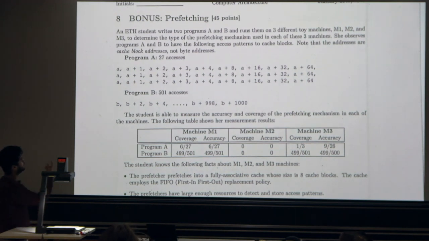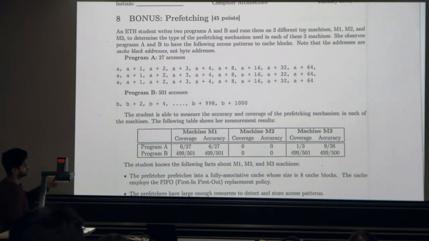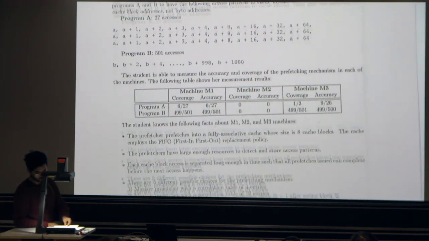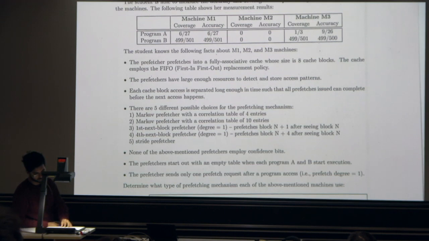So yeah, program A actually has 27 accesses, whereas program B has 501 accesses, and the access pattern goes like this. And then the student is also able to measure the accuracy and the coverage of the prefetching mechanism in each of the machines, and the coverage and the accuracy for each of the machines for each of these programs looks like this. So now there is some more information that we have, which is this.